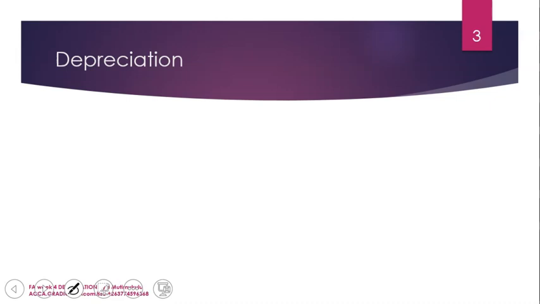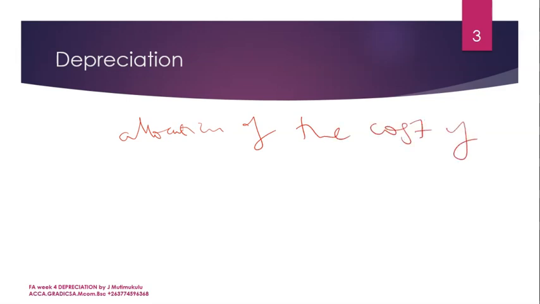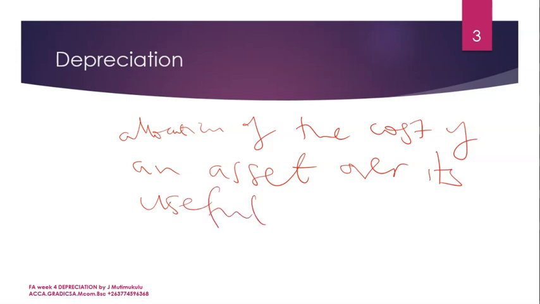Depreciation is usually considered the most challenging area when it comes to financial accounting. But basically, depreciation is all about the allocation of the cost of an asset over its useful life. What are we talking about when we say it is an allocation of the cost of an asset over its useful life? We are being taken to the concept of matching, the matching concept.